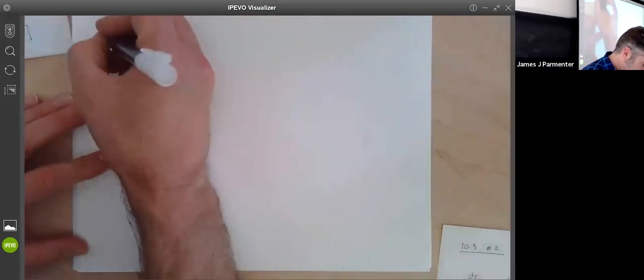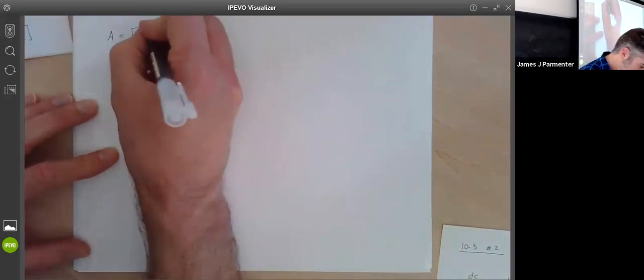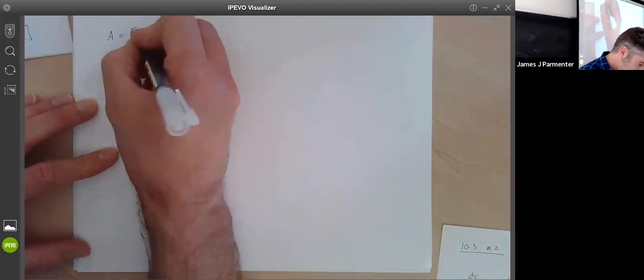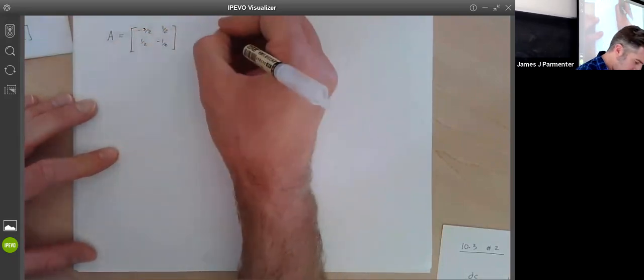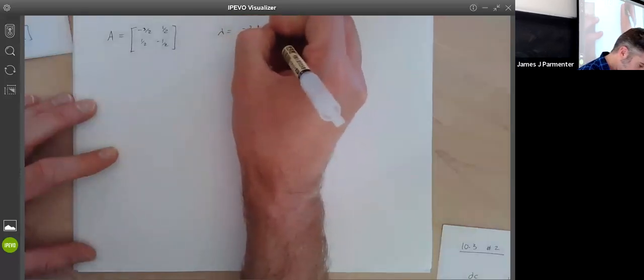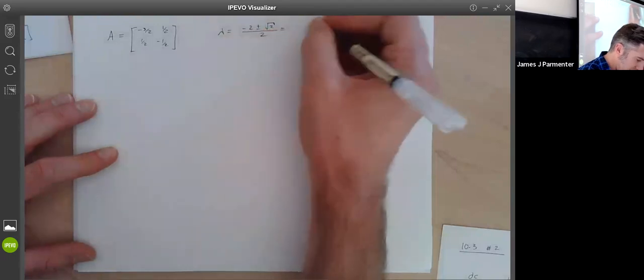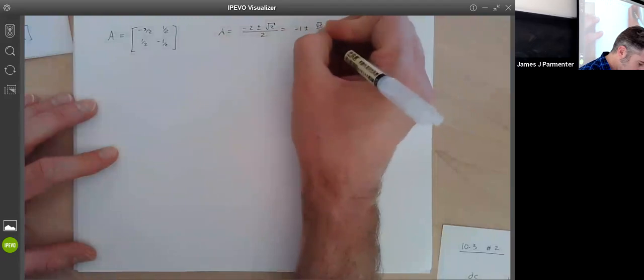So here are the pertinent details. Our matrix, once again, is negative 3/2, 1/2, 1/2, negative 1/2. And our eigenvalues are negative 2 plus or minus the square root of 2, all over 2. Or I would probably write them as negative 2 over 2 plus or minus root 2 over 2, like that.